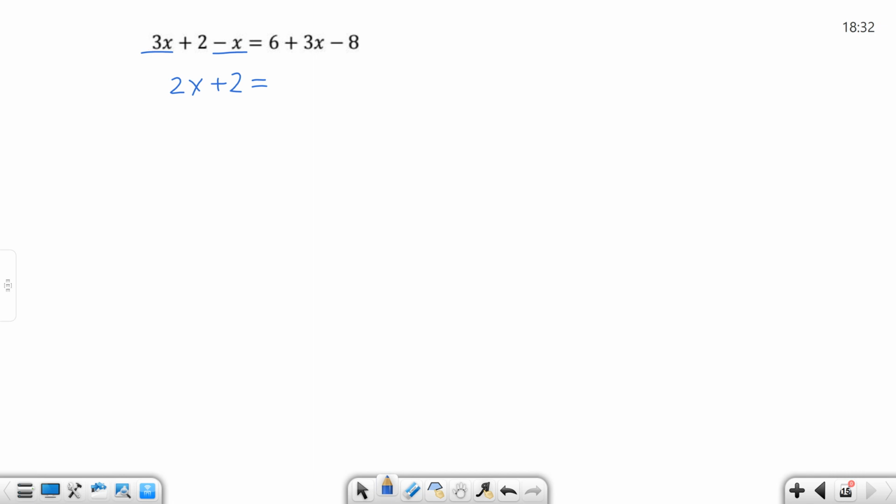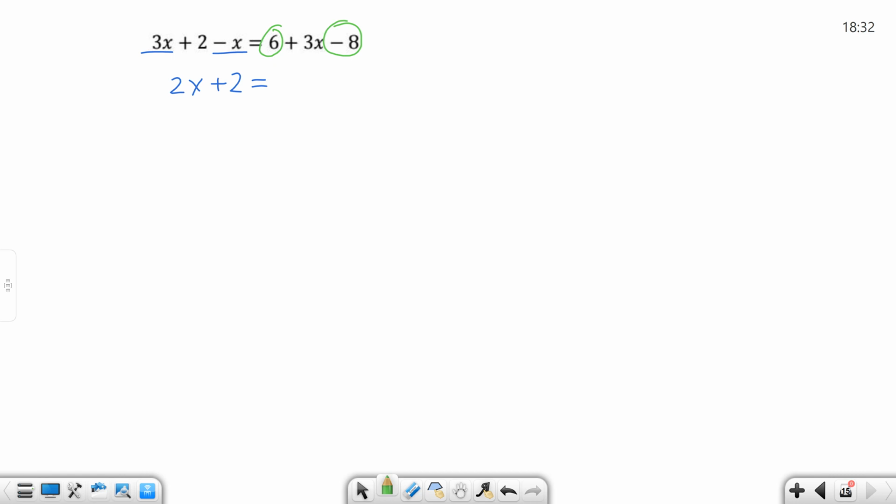Can I do anything else to the left-hand side? No, not as far as simplification goes. Simplify means remove parentheses, combine like terms. Some of you want to factor a 2 out. You might be remembering that. That's not simplifying something. Okay? Simplify, remove parentheses, combine like terms. 2x plus 2 equals, on the other side, I have like terms, 6 and negative 8.